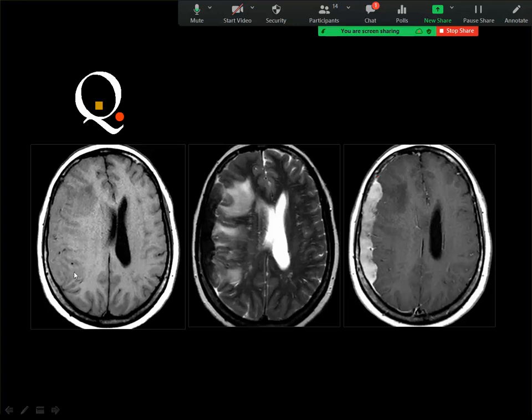This patient had seizures, with T1 weighted image and T2 and the T1 post contrast.